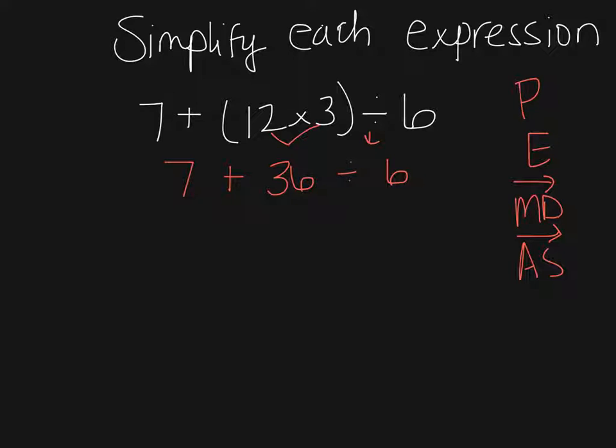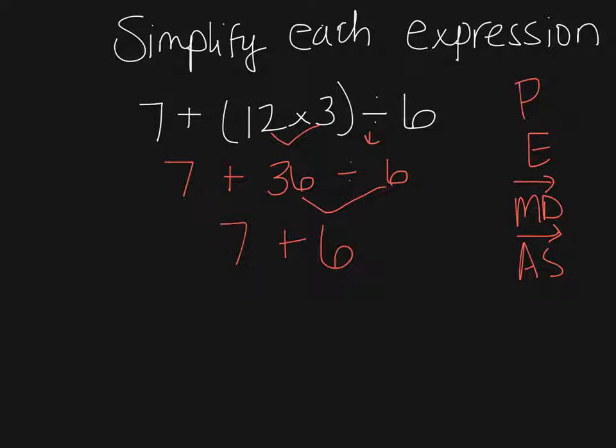Okay, so next I'm going to look for exponents. Nope. Next I'm going to be looking for my multiplication or division. So first I see that I have one division, so that's what I'm going to do next. So I need to do 36 divided by 6. Now I know 6 goes into 36 6 times. So I'm left with 7 plus 6.